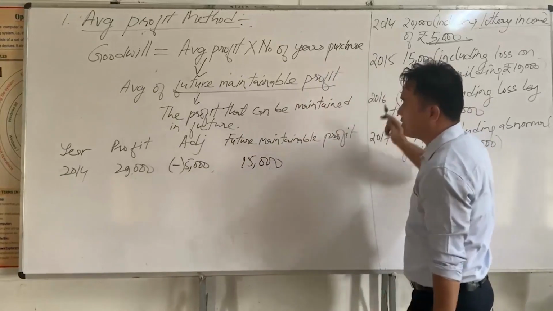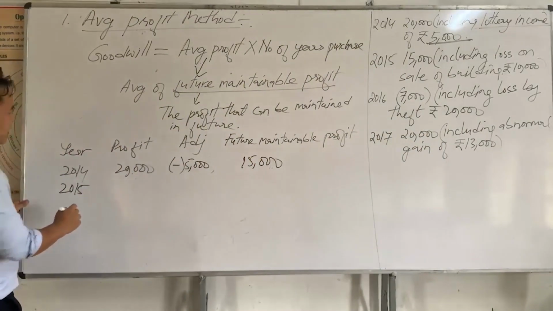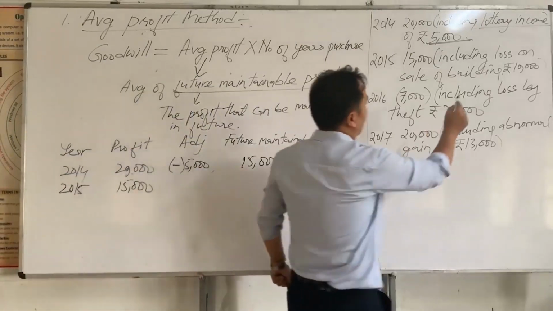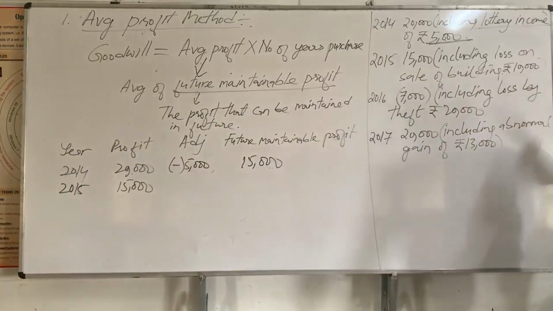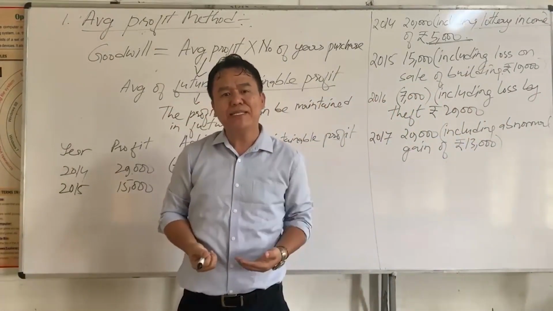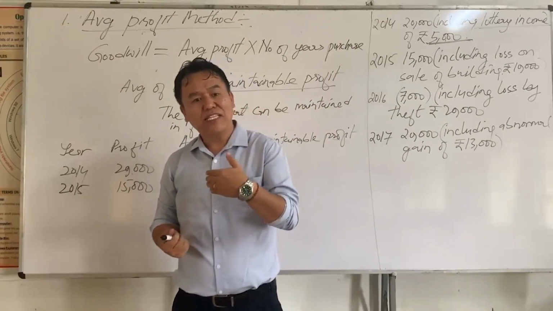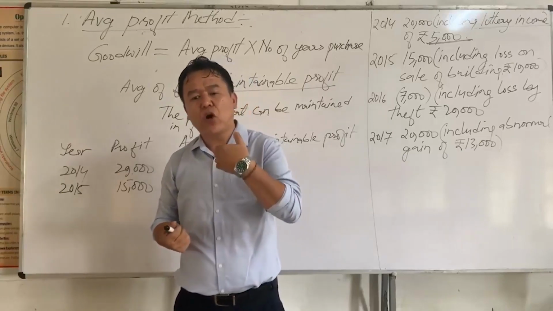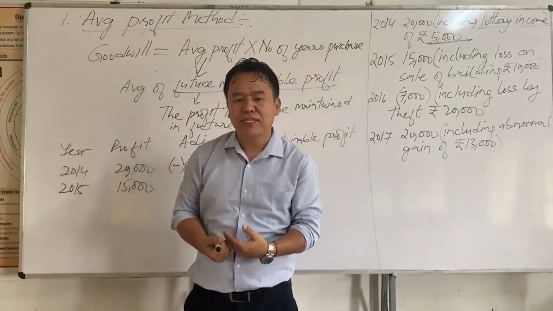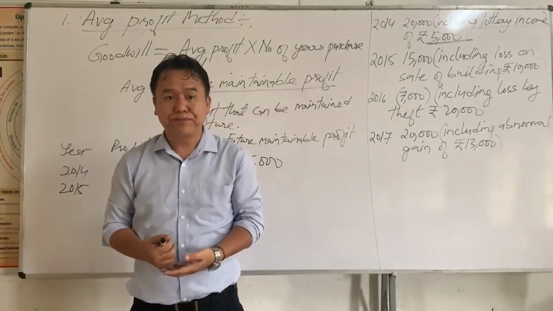Now look at 2015. In the year 2015, the profit of the firm was rupees 15,000, which includes loss on sale of building, which is rupees 10,000. As we know, buildings are fixed assets, and these are assets which are not meant for sale, but to be used in the business for the long term, because these assets increase the profit earning capacity of the firm.